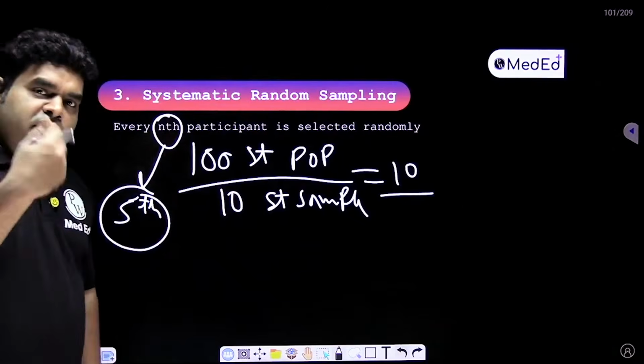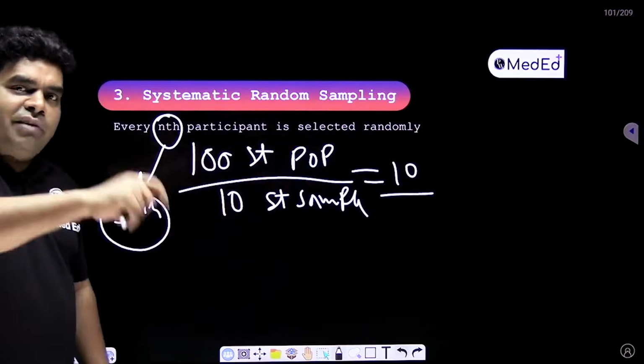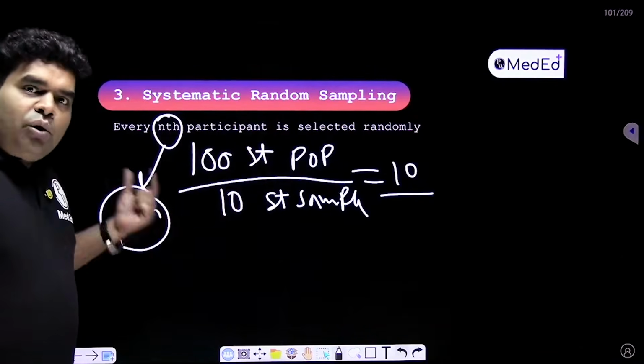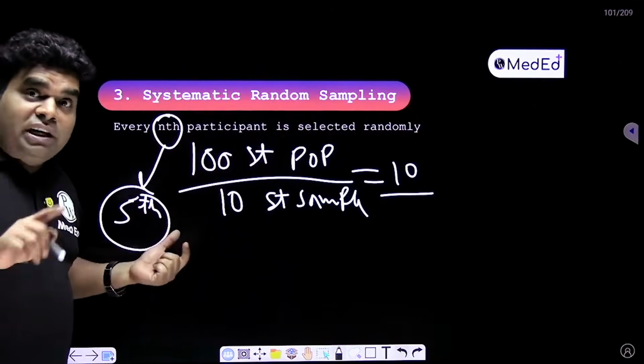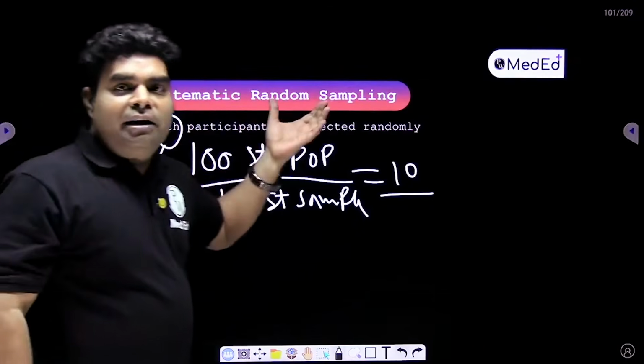1, 2, 3, 4, 5. The 5th will be selected. Then 6, 7, 8, 9, 10. Then again 1, 2, 3, 4, 5. So I am choosing every 5th. How did this 5th number come? It came randomly. And I am following a system here of choosing every 5th. So this is systematic random sampling.